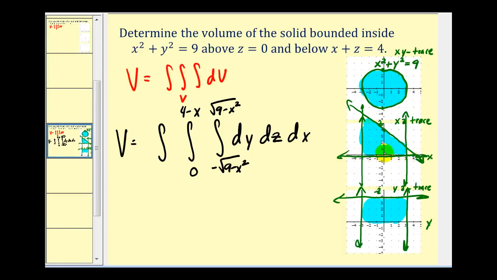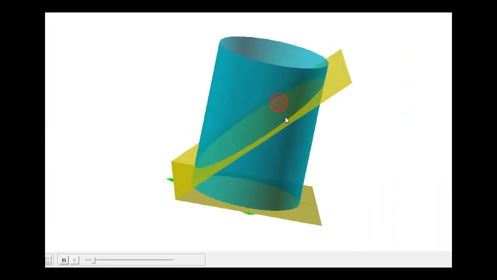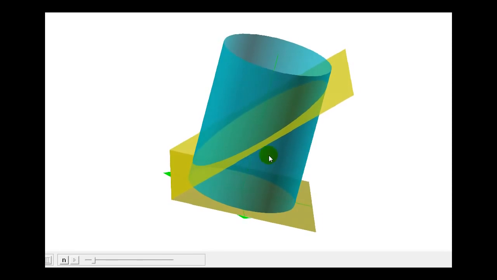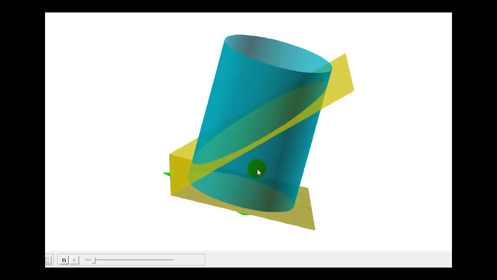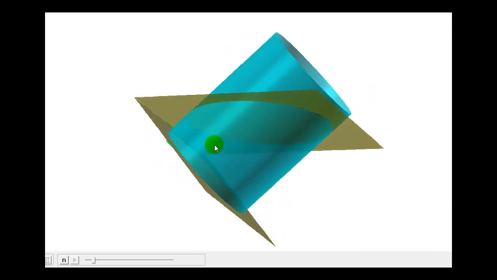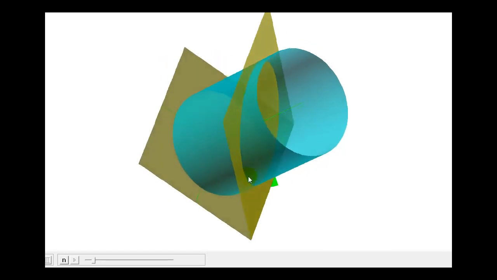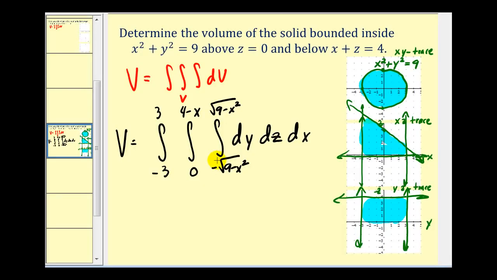as we see here, as well as we see here. Before we start, let's go ahead and take a look at this three-dimensional region in space. The region we're looking for is underneath this slanted yellow plane, inside this blue cylinder, above the xy plane. So we're looking for the volume in this region here. Let's go ahead and start this on the next slide where we have more room.